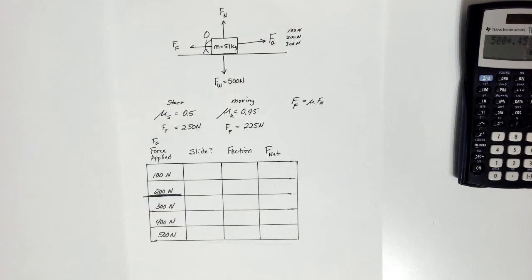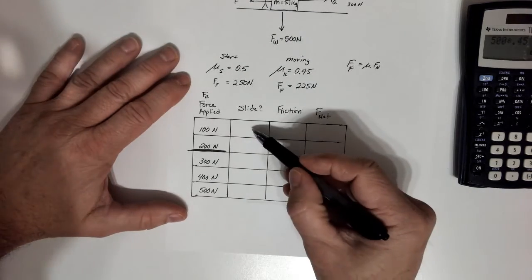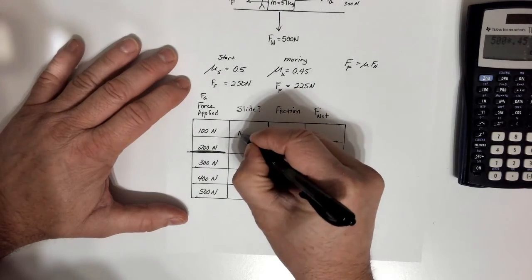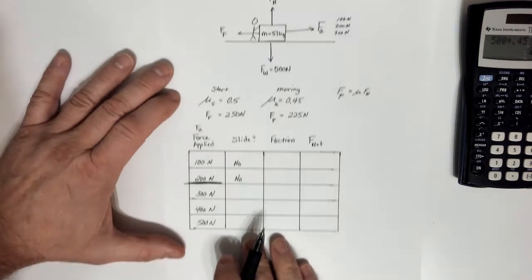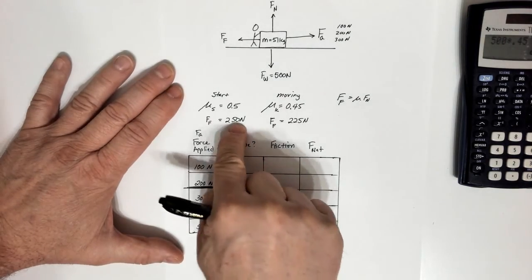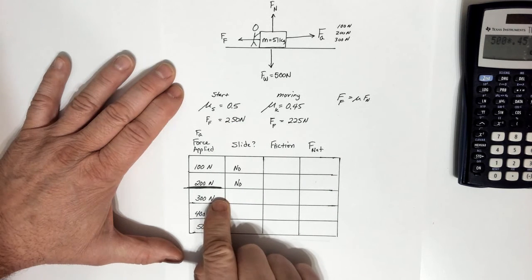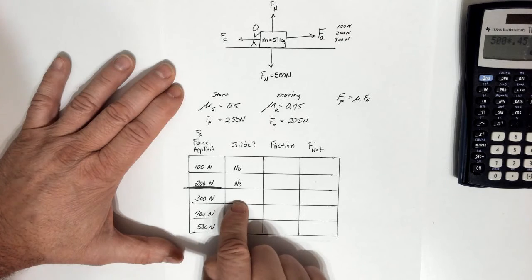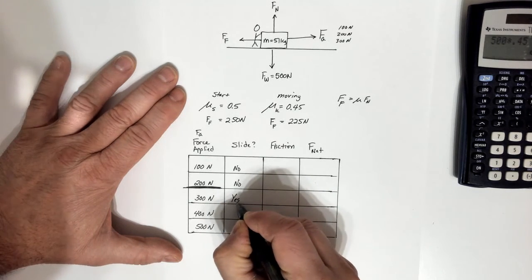And so we know if we're doing this chart, we know that it is not going to slide. So the answer is no and no. It will not slide. Why? Because we haven't overcome 250 newtons. But if I go to 300, it's actually going to start moving. So the answer is yes, it will begin to move.